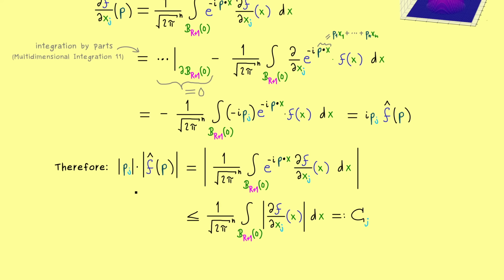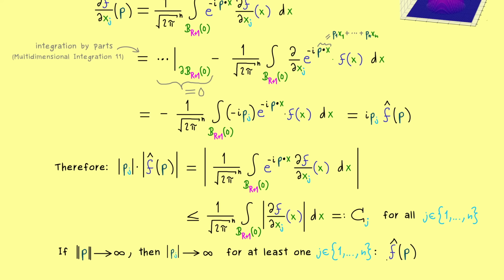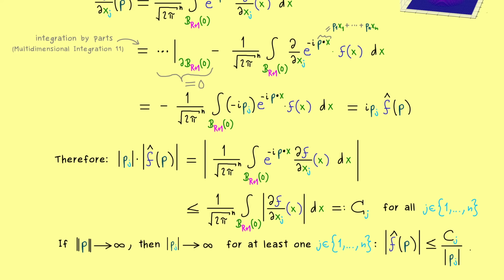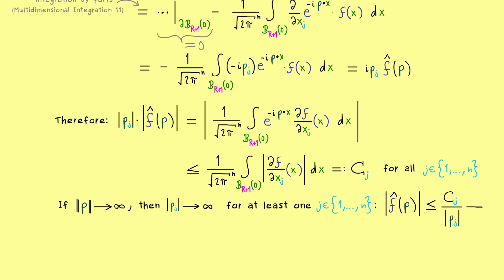Hence the other part in the product, f hat of p, has to decrease even more, so it has to go to 0. And that's already it, because we have the result for every possible index j, we are done. For example, we could state it like that: if the standard norm of p goes to infinity, then at least one component pj has to go to infinity in the absolute value. And exactly for this given j, we can use the estimate from above. And then we know this simply has to go to 0. And there we have it, case 1 is done.